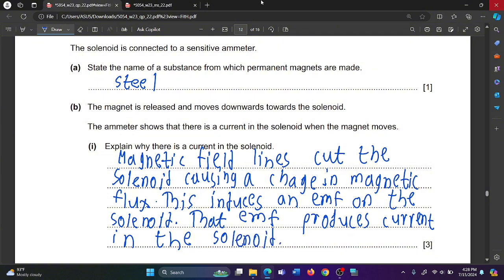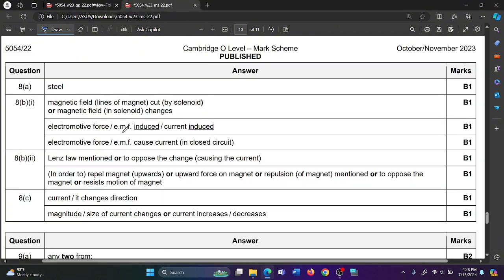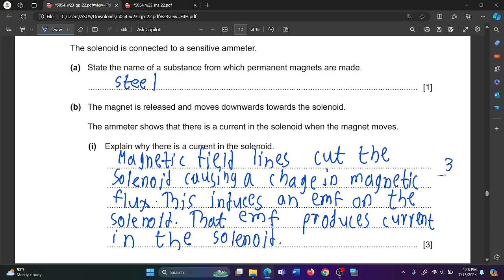Let's look at the mark scheme. The mark scheme of 8B1 says magnetic field lines cut the solenoid. Yes, we wrote this. By saying changing magnetic flux, we mean magnetic field changes. That's the same thing. Flux and field basically mean the same thing. Thus we got the first mark. The second mark, EMF induced. We got this mark. Electromotive force causes current. We got this mark as well. We got 3 out of 3 in this question.